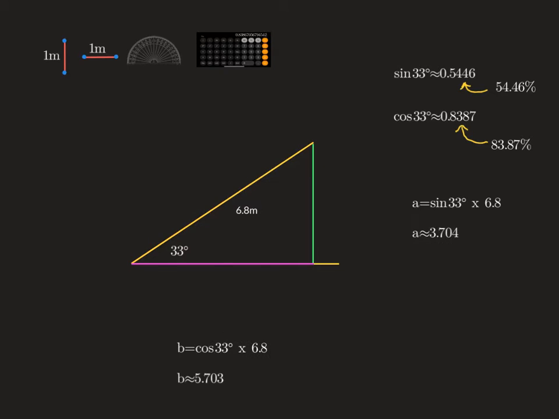Now what happens if I change the angle or change the length of the ramp? Well, nothing changes, right?